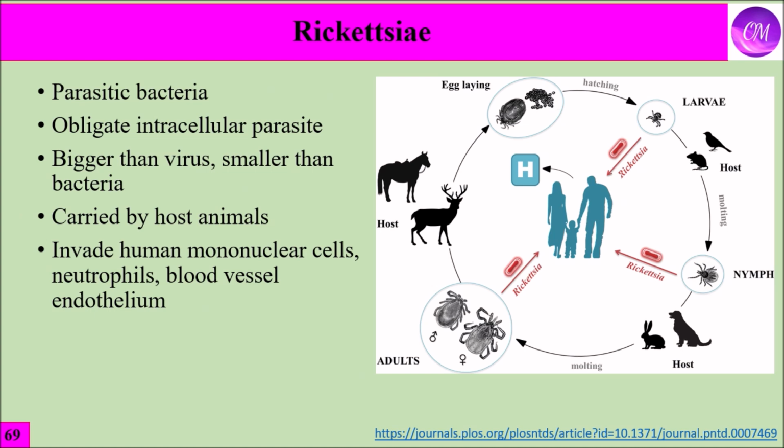Now we move on to another type of infectious diseases, the rickettsiae. They are parasitic bacteria, obligate intracellular parasites, bigger than viruses, smaller than bacteria, carried by host animals, and they invade the human mononuclear cells, neutrophils, blast cells, and endothelium.